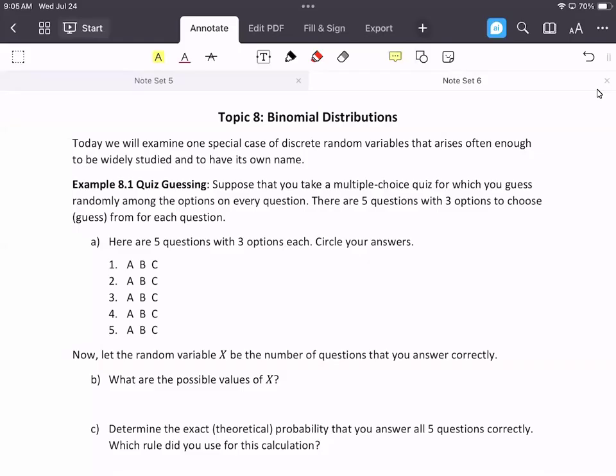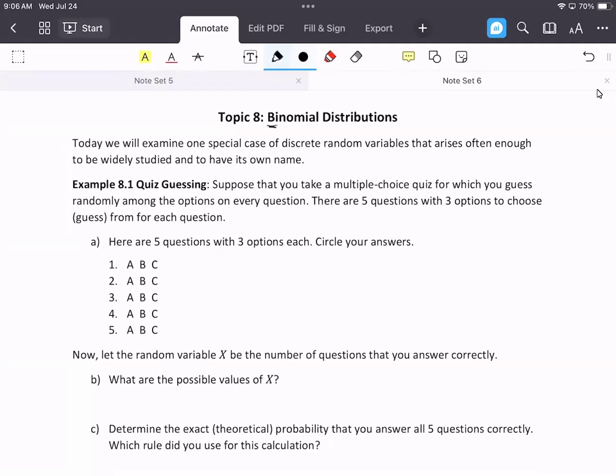Topic 8, binomial distributions. Before we talk about specifically what these are, binomial, there should be a clue here about what we're thinking about in terms of the number of things. Bi, and hopefully you remember, oh, that's two, like a bicycle, it has two tires, bi. So we're looking at something to do with two. Now the binomial distribution itself looks very specific.